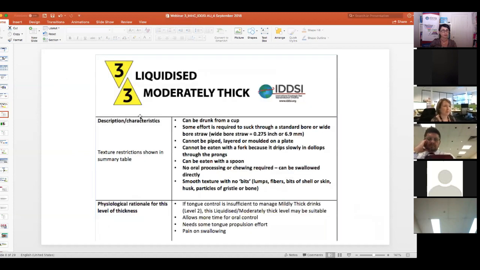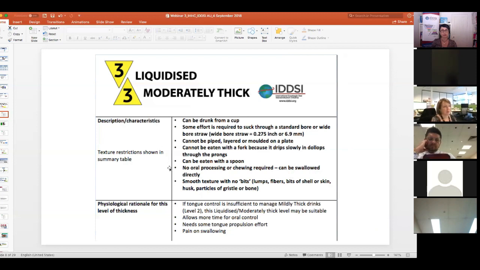So this comes from the framework then, looking at the descriptions and the physiologic rationale. So we can drink it from a cup. You'll need some effort to take it through a standard bubble straw or a wide straw. We can't pipe it, layer it or mould it on a plate. We can't eat it with a fork because it'll drip slowly and dollops through the prongs. But you can eat it with a spoon like a soup, for example.